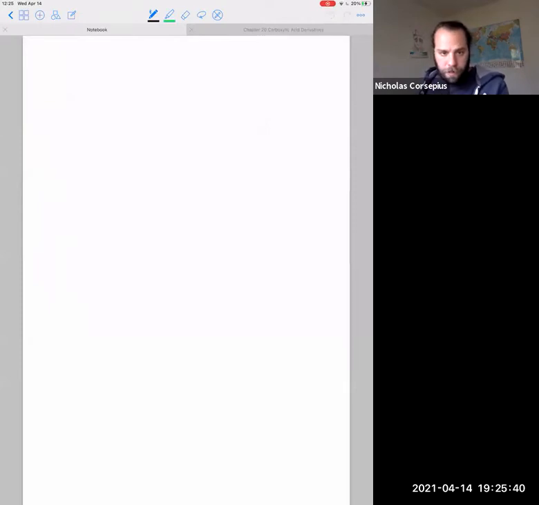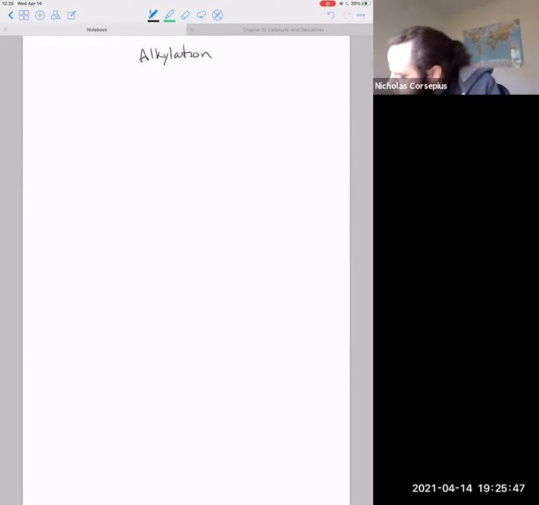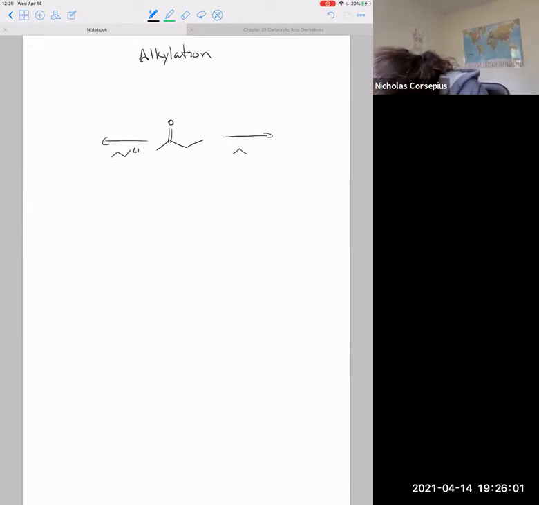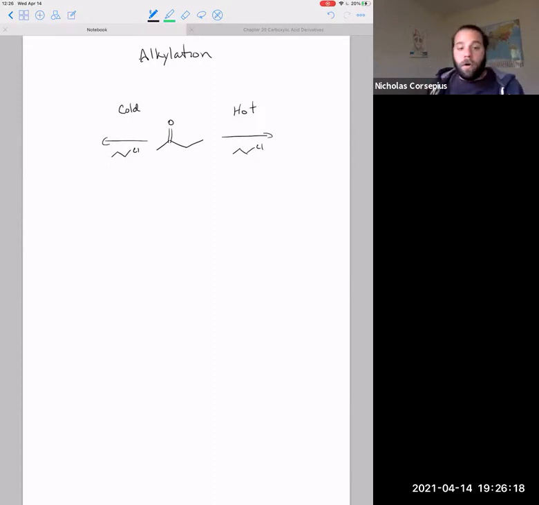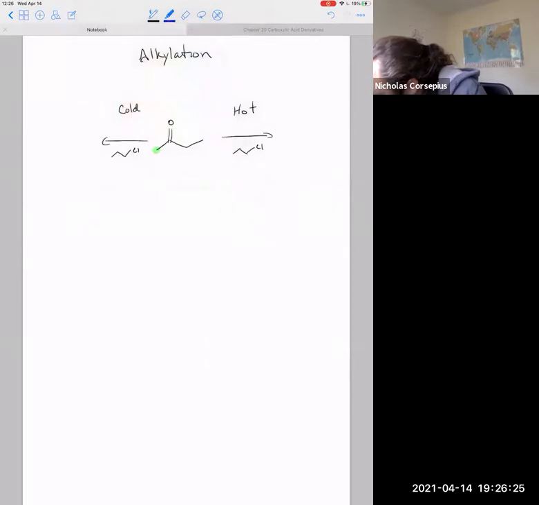Let's do an example of alkylations. All right, and so the difference here in both of these situations, we're going to be adding on an alkane. But what happens if we do it cold versus hot, right? So this is the kinetic versus thermodynamic kind of considerations that we have. When it's cold or at low temperatures, which alpha carbon gets alkylated? Green or blue?